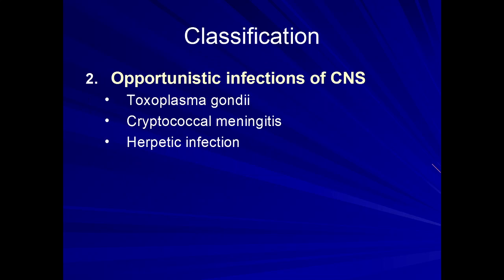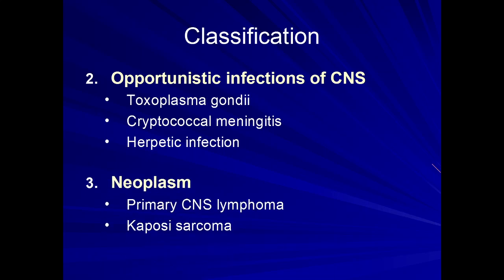Also, it includes opportunistic infections of the central nervous system, for example, toxoplasmosis, cryptococcal meningitis, or herpetic infection, as we just discussed. And neoplasms: primary CNS lymphoma and Kaposi sarcoma.